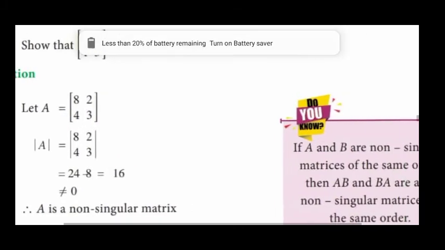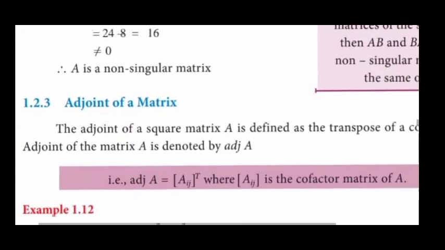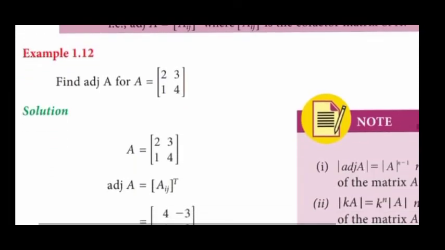Okay, so one note is given. If A and B are non-singular matrices of the same order, then AB and BA are also non-singular matrices of the same order. Then the next one is about the adjoint of a matrix.